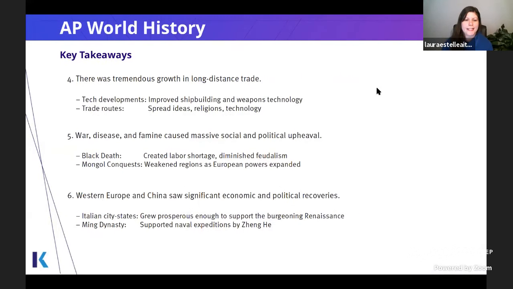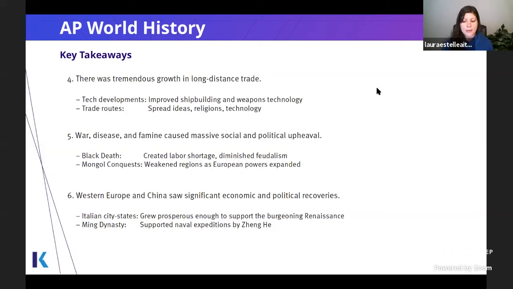Our final 3: long distance trade, not surprisingly, a huge spike in long distance trade. War, disease, famine, not super fun to talk about, but something to consider. So let's say we're talking about either a conquest or there is some sort of disease. How did that affect the people? If you see that there aren't as many people to do a certain job, does that mean that they have better bargaining power? In this case, yes.